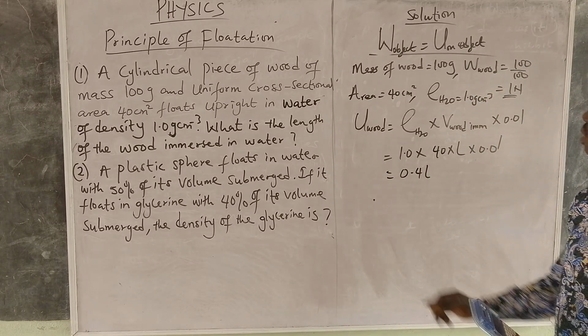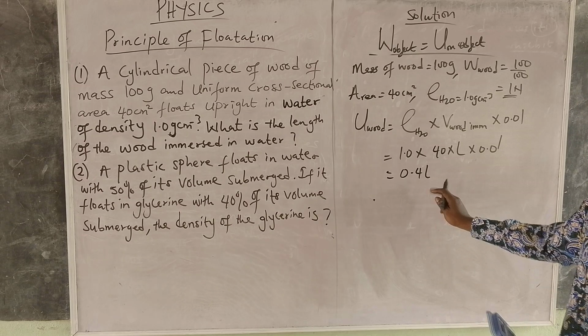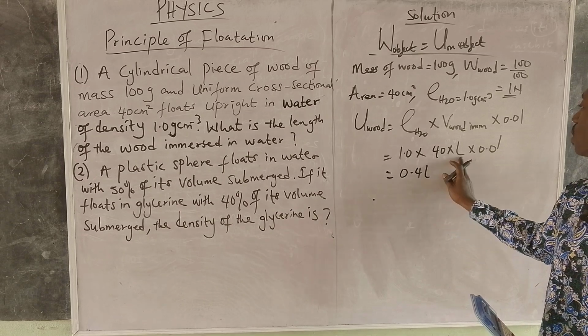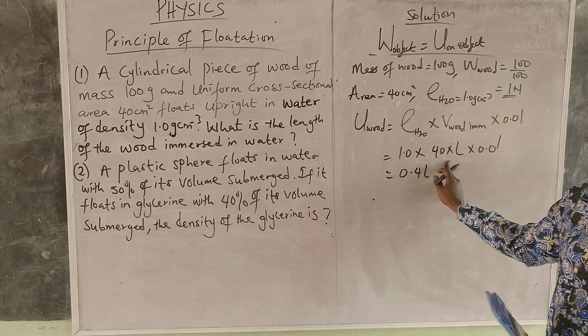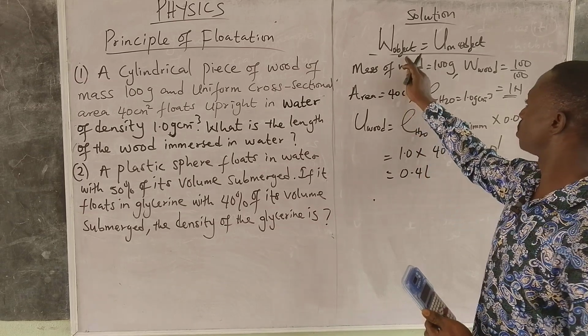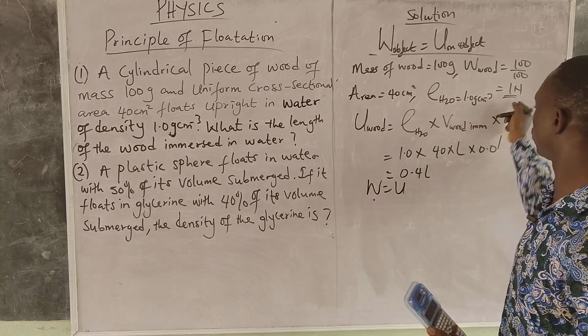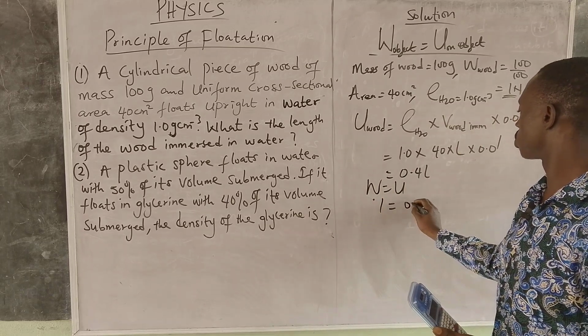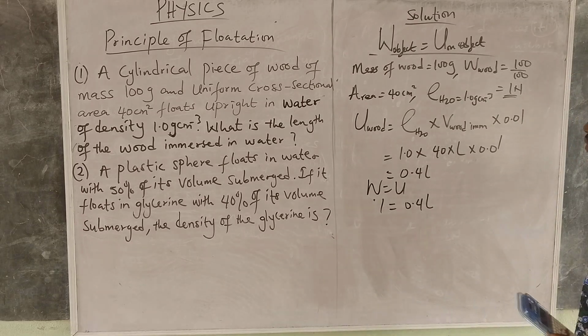All right. Now we go back here. This L here is the length we are looking for. It's the one we multiply by the cross-sectional area. So we go back to our formula. Weight is equal to upthrust. So what's our weight? 1. So 1 is equal to 0.4 L. Make L the subject of the formula.